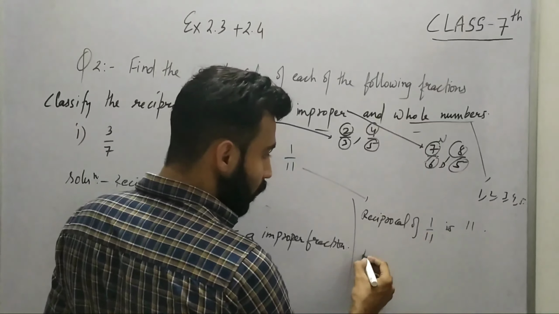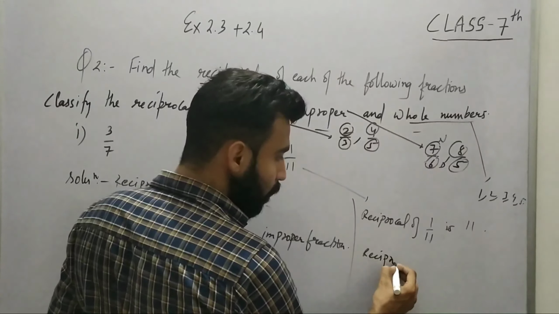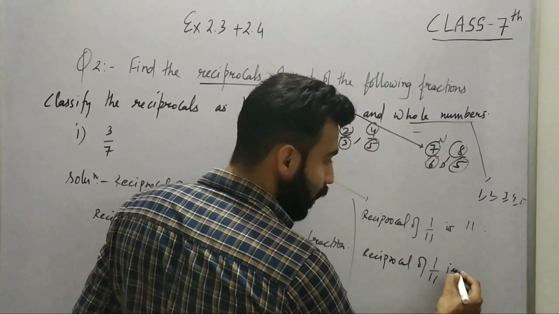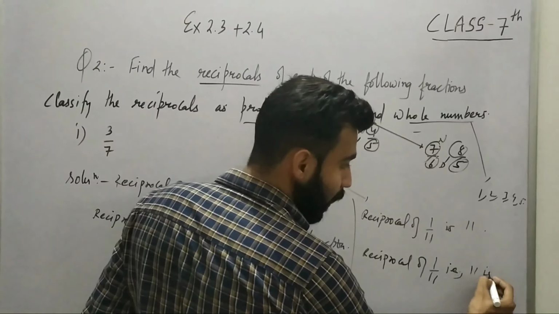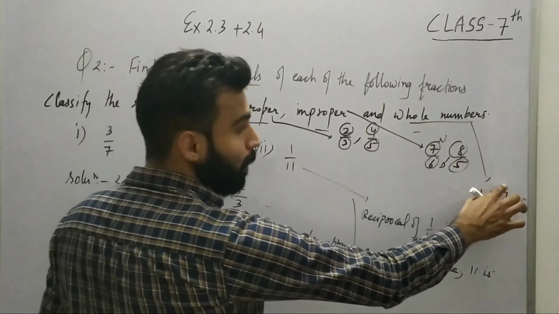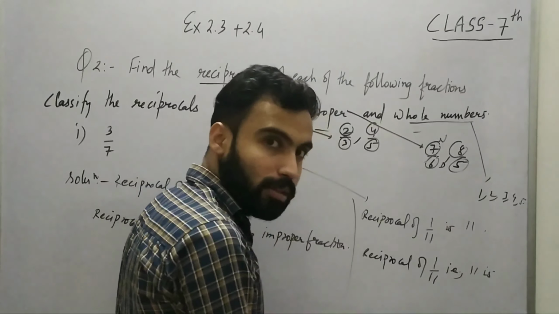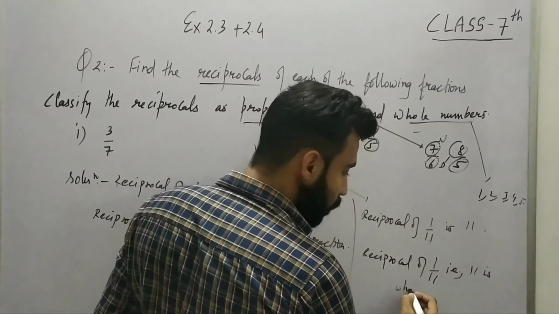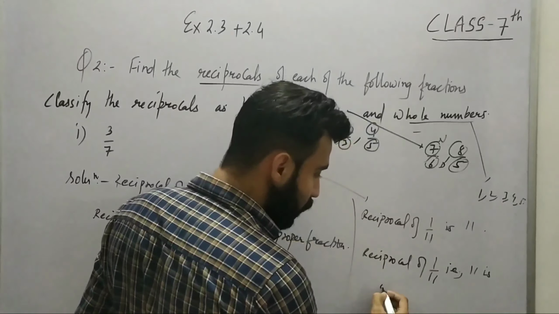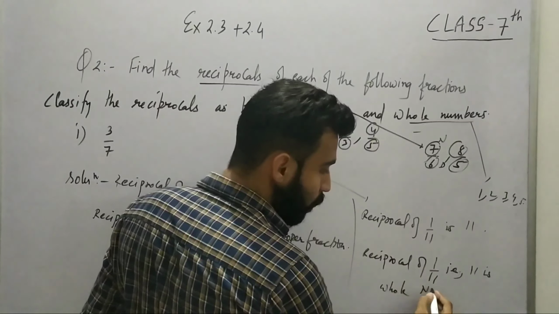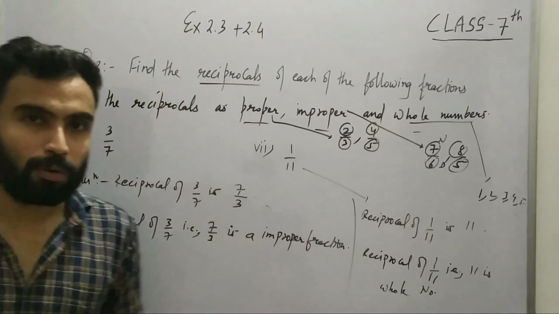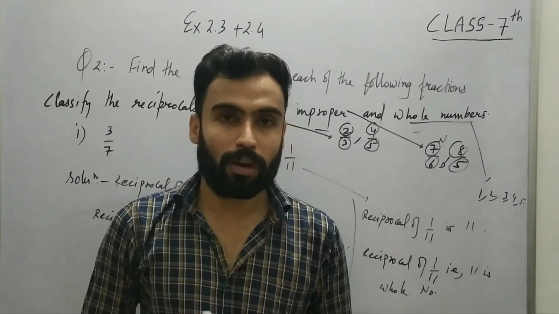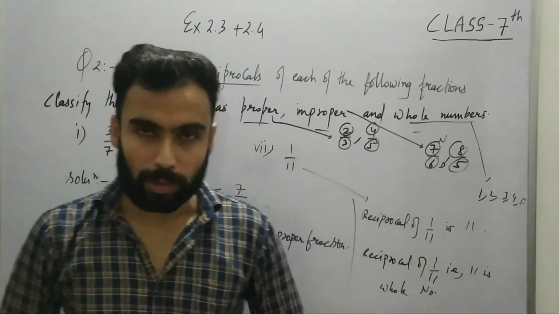Now you can see that the reciprocal of 1 by 11, that is, क्या है reciprocal? 11. ये क्या है? 11 एक क्या है? Whole number है, आप देख सकते हैं यहाँ पे. It's a single quantity, not in fraction. So you can write whole number, right? So this is how first you have to reciprocal and then classify it in the form of proper, improper or whole. That's all.